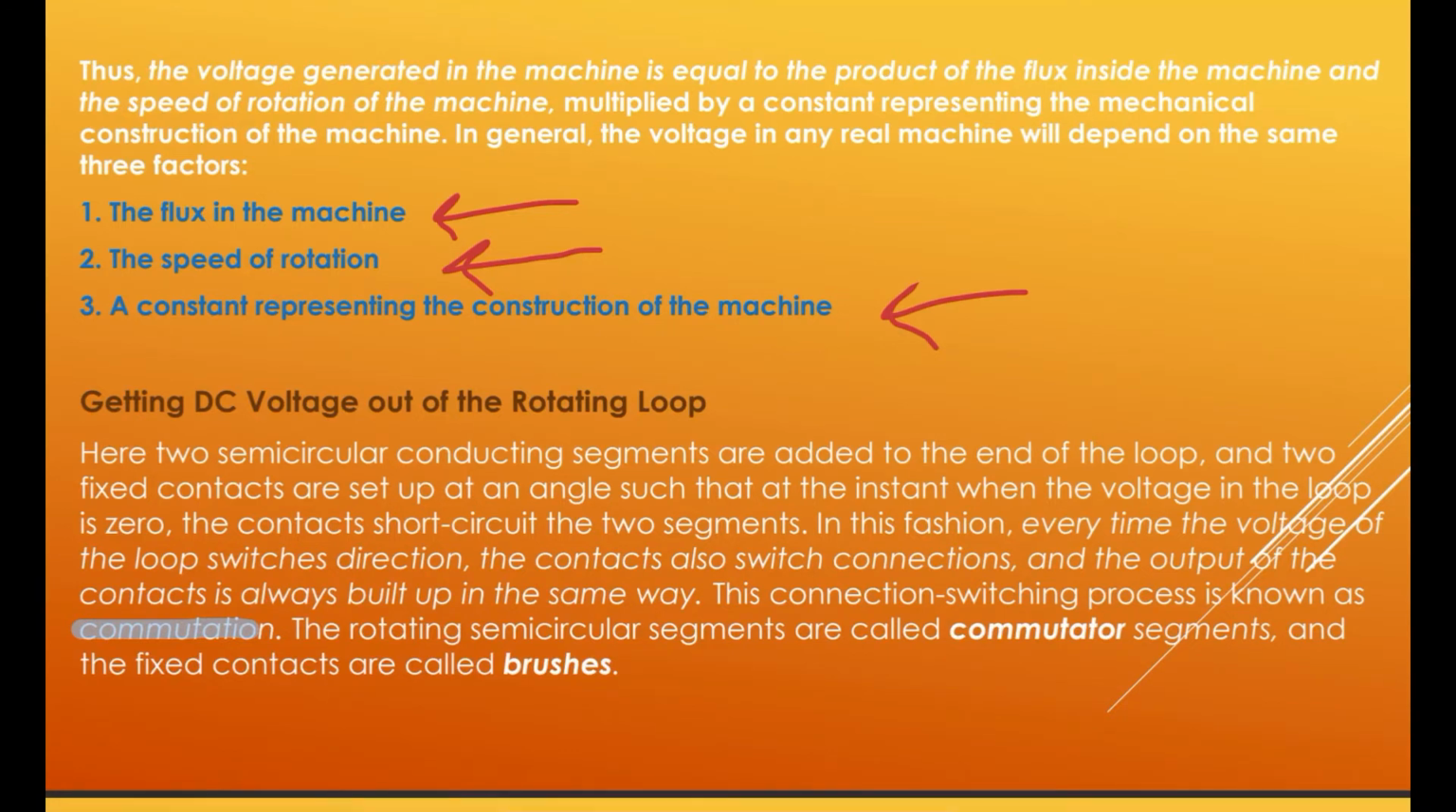The rotating semicircular segments are called commutator segments, and the fixed contacts are called brushes. So we have commutator and brushes.